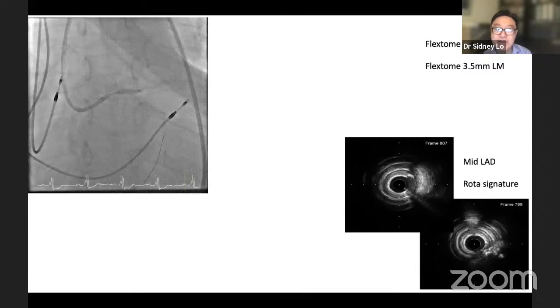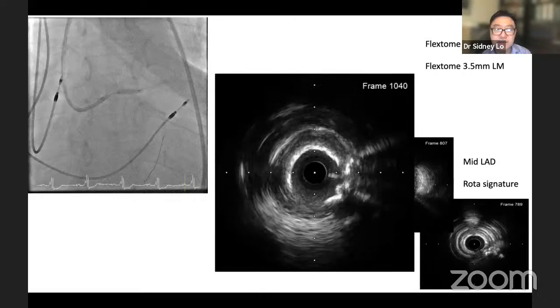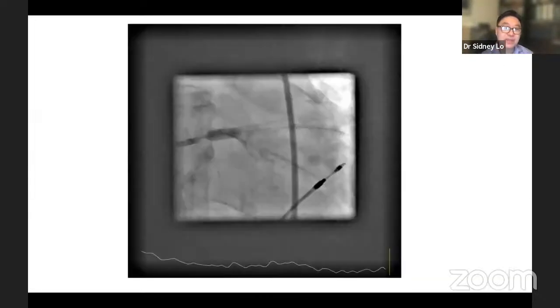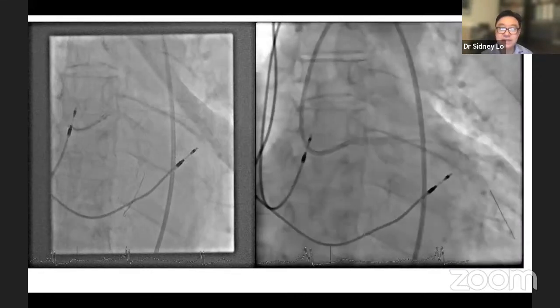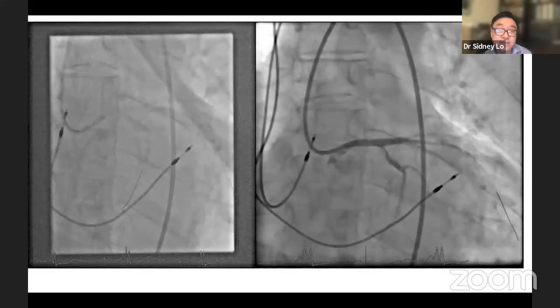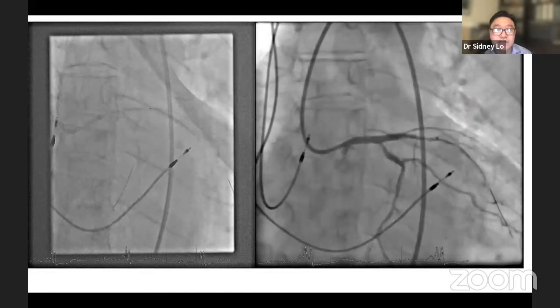3.5 cutting balloon in the left main. You can see some of those pictures here, the rotor signature, and some cracks were seen. This is a POT post stent. A stent has been placed. It's a 5.0 POT, and that's the result. That was pretty much all we were going to do in a 95-year-old. And he was all right.